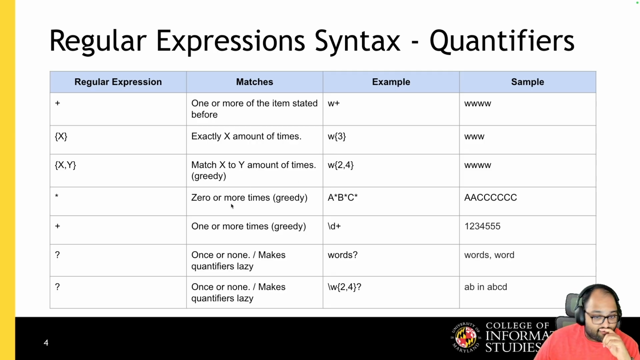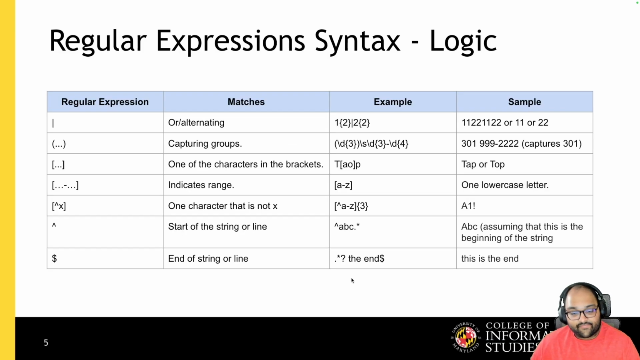Or you can have 0 or more times, or 1 or more times based on star or plus, right? And then you can have a question mark for once or none, right? Or you can also have a slash W, 2, 4, question mark. So it's like, is this quantifier present once or not, right? So pretty cool, right?